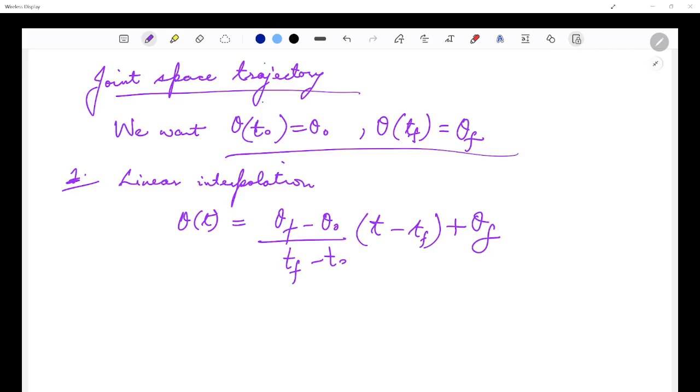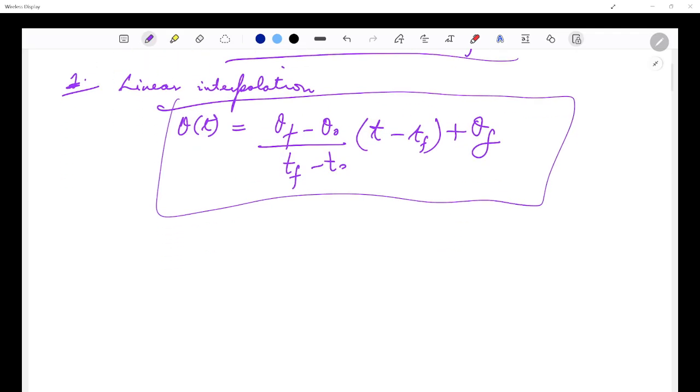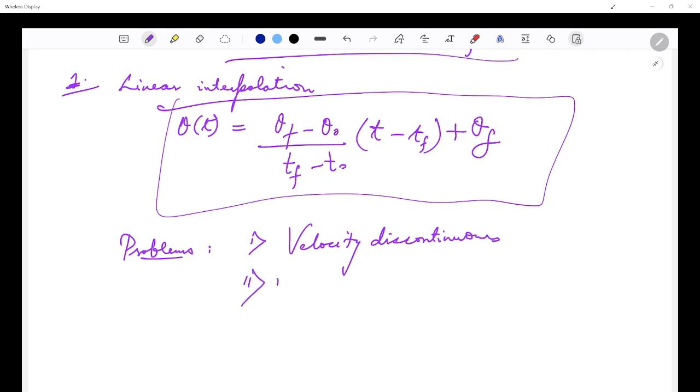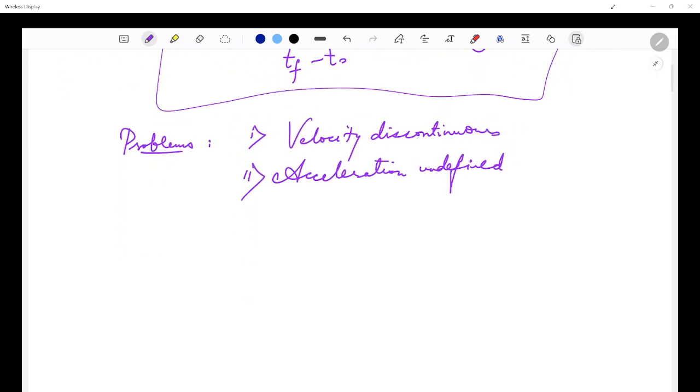So what happens here when we try to get the equation by linearly interpolating the points in between? What do we get? What is the problem with this? The problems are velocity is discontinuous, right? Acceleration is undefined. So this causes jerks and it is bad for actuators.